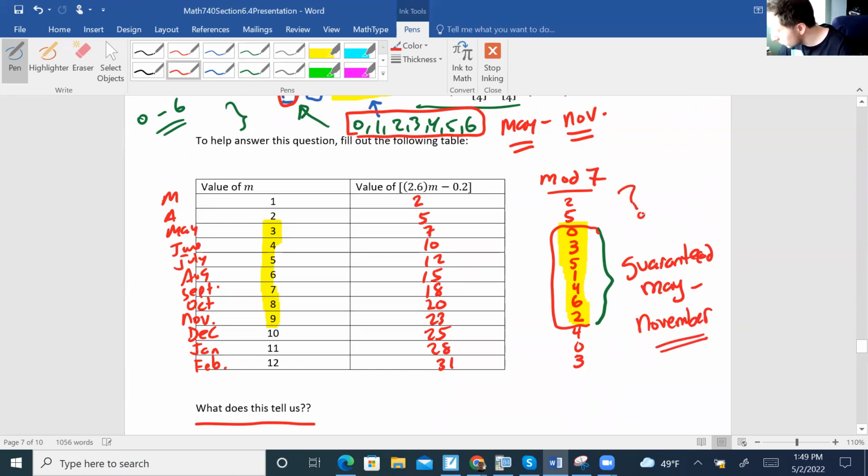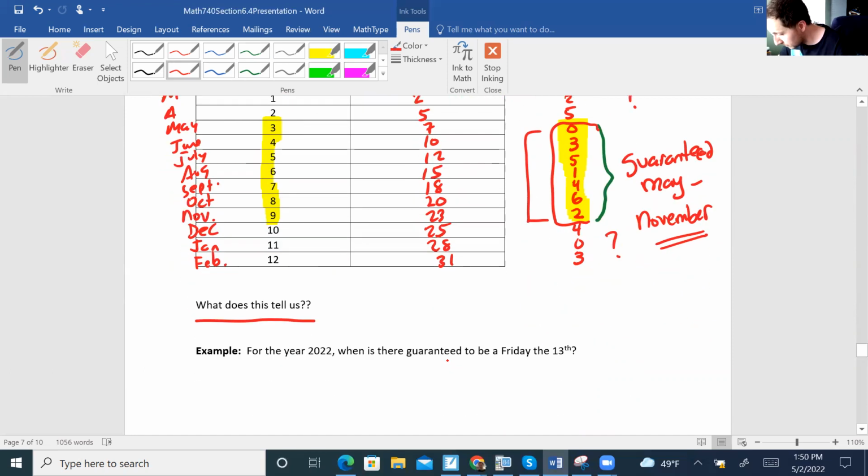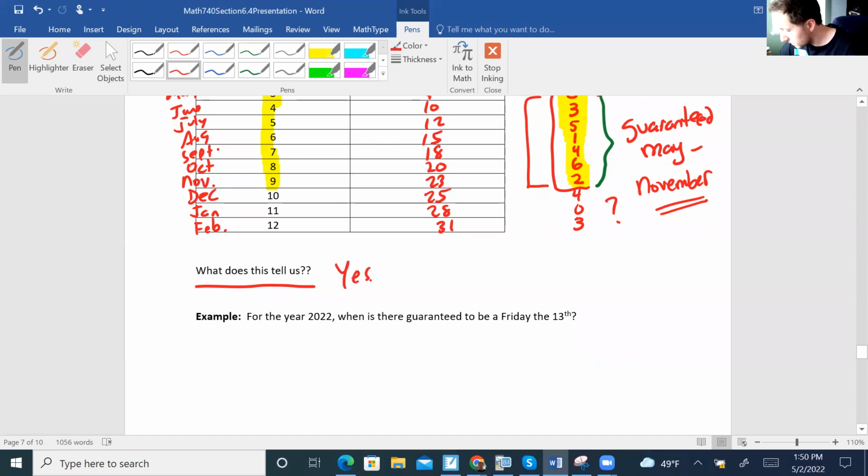Possibly January, February. Oh, now I'm thinking of the Gregorian calendar. Oops. March, April, and possibly December, January, February. That's going to depend on the year. And doing a little research online, I think what I saw is that there's always going to be at least one for this reason. And there's always going to be, I believe it was at most 3. So you won't have more than 3 in a year. So yes.